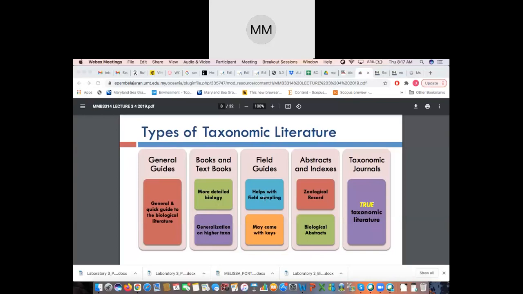And then you have field guides. Field guides help with field sampling, and some are helpful in that they come with keys. And then you have abstracts and indexes, like Zoological Record and Biological Abstracts. And of course, when you're talking about taxonomic descriptions that I mentioned before, you want to look at the taxonomic literature.